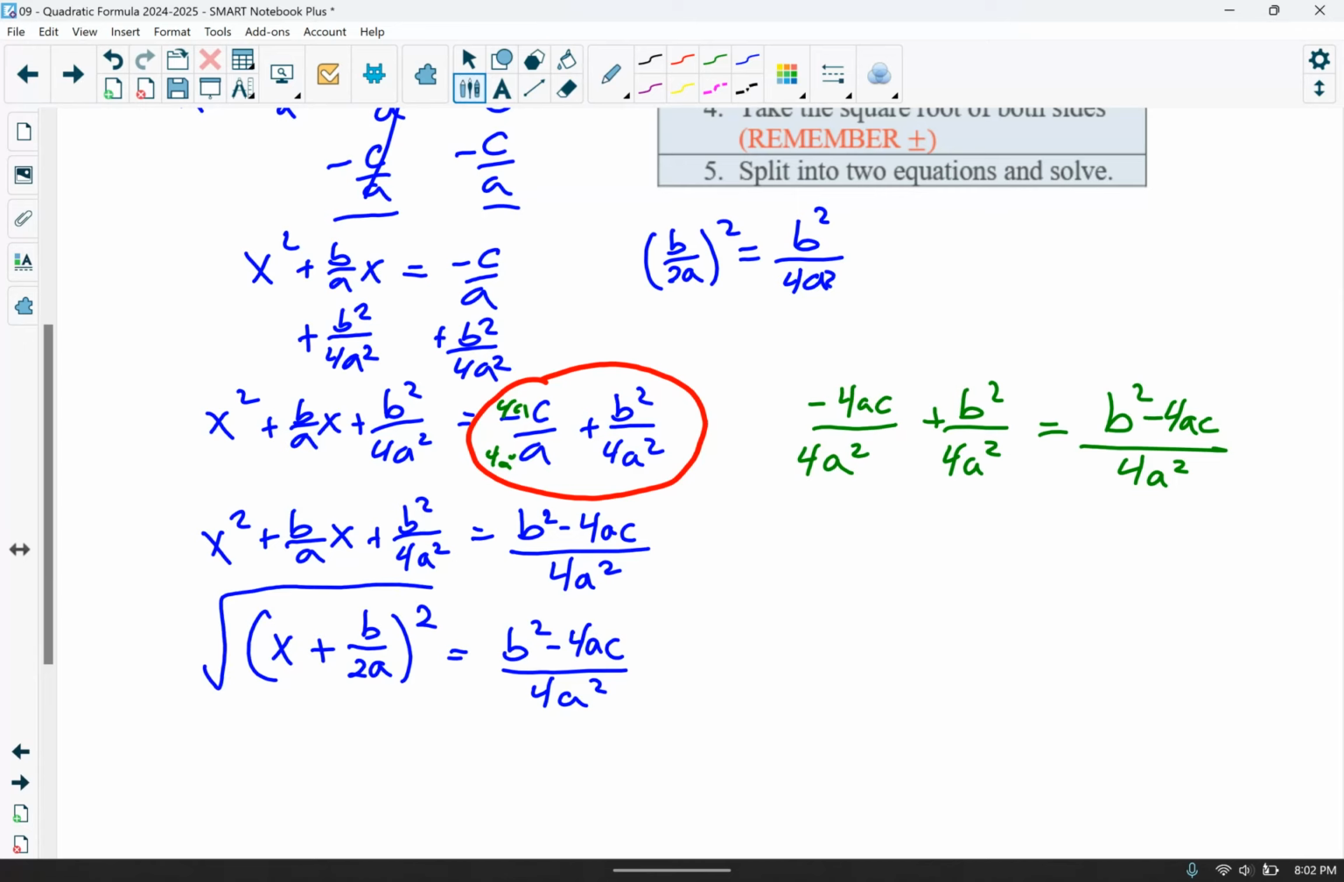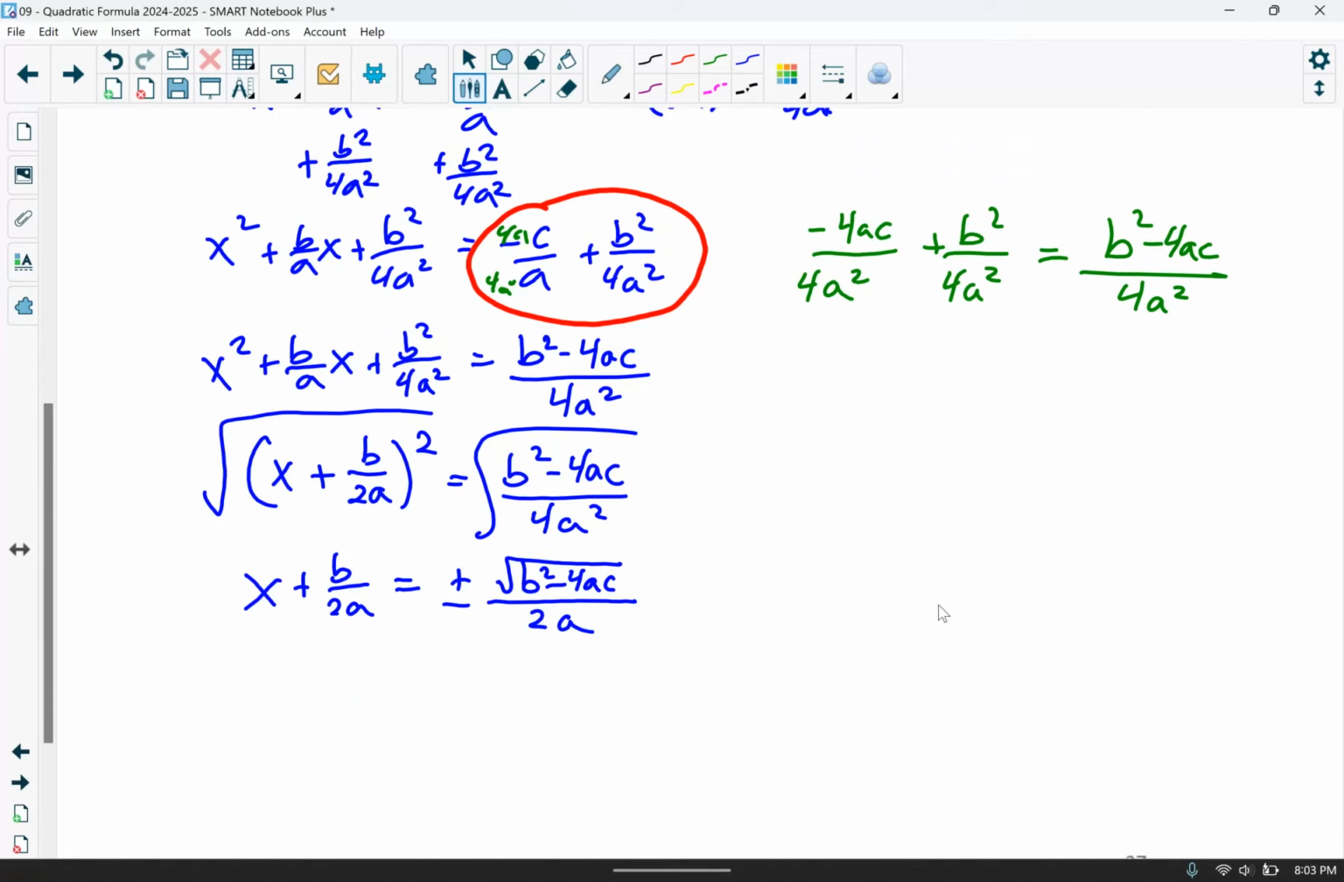So just like we always do, we're going to take the square root of both sides, which gives us x plus b over 2a equals plus or minus the square root of b squared minus 4ac. Now, b squared minus 4ac, a binomial in the numerator, we can't simplify that. But the denominator, 4a squared, is a perfect square. That we can simplify, right? The square root of 4 is 2, and the square root of a squared is just a.